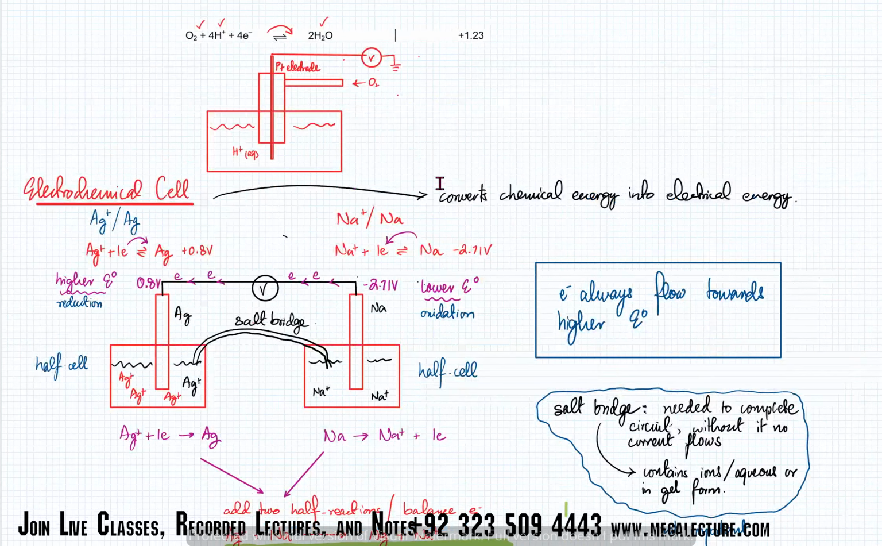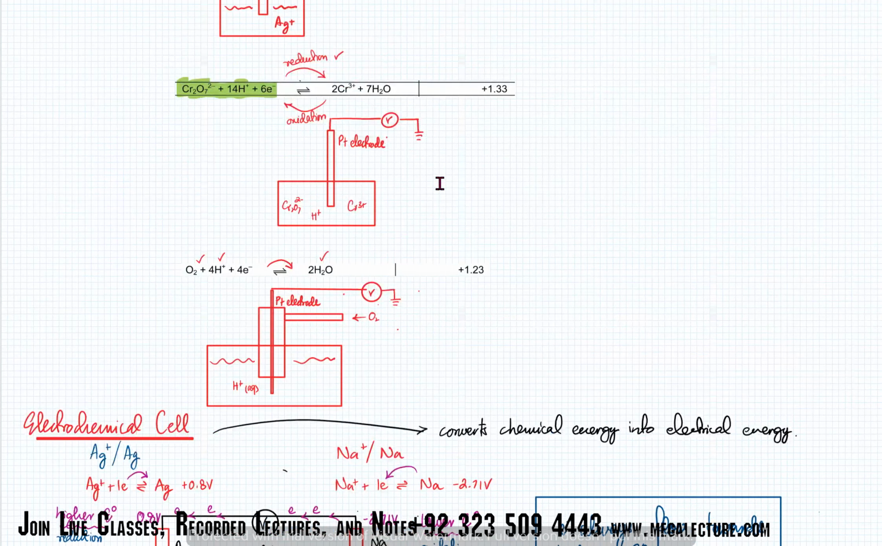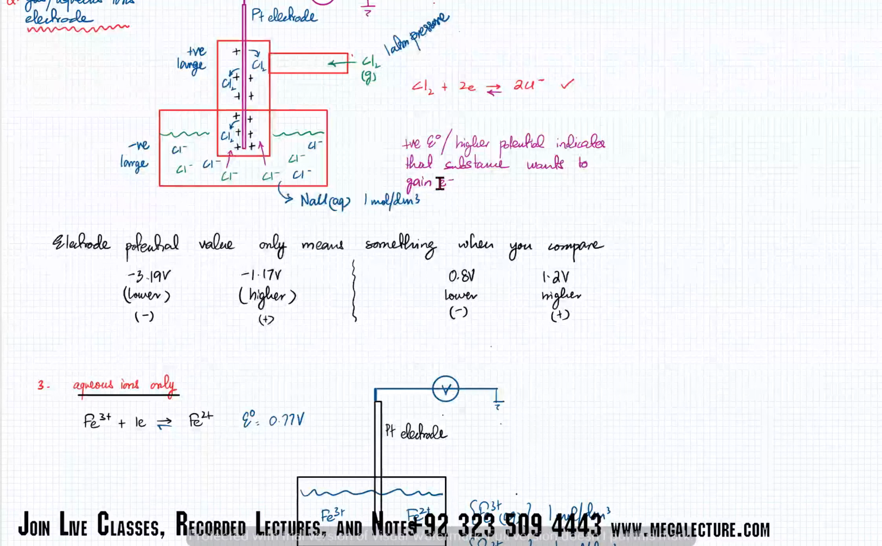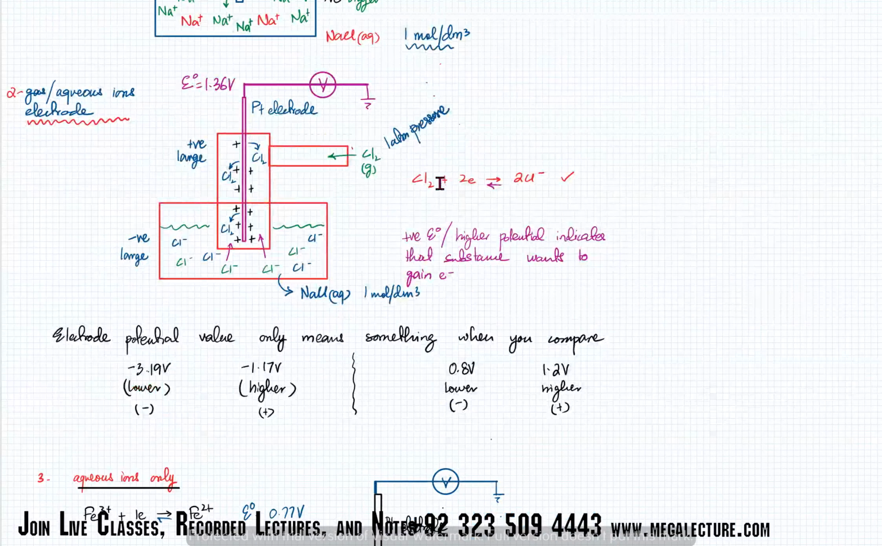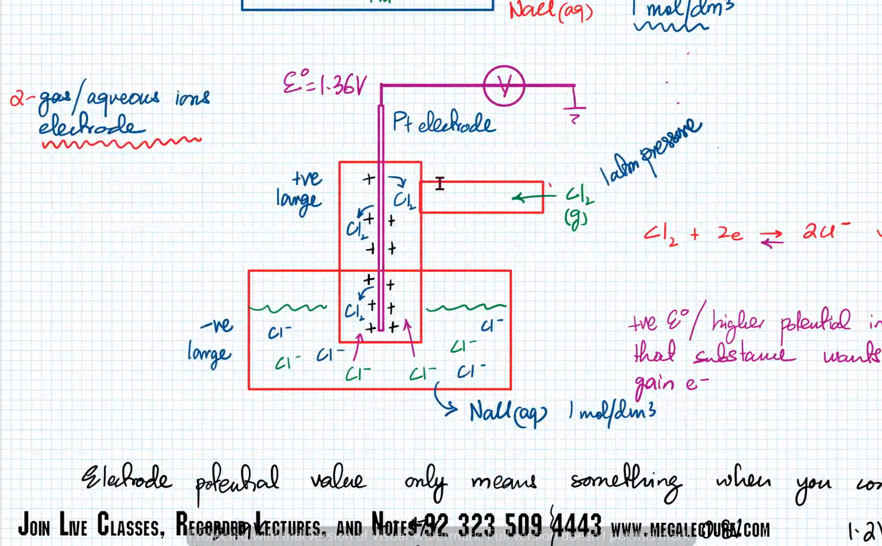I did explain to you that you can set up electrodes. Coming back to this, you can set up electrodes, like this chlorine electrode. Chlorine likes to gain a lot of electrons, so it's very, very positively charged. And it's got a higher potential, right? Now, when you measure potential, right?